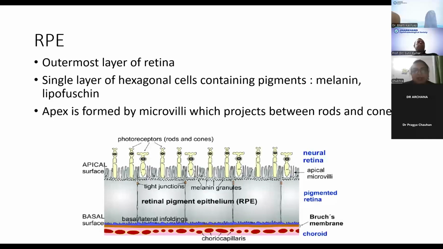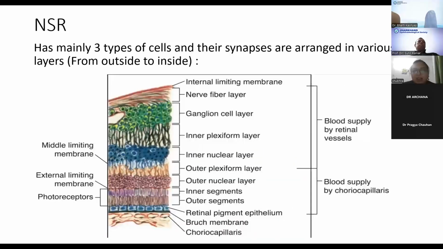autofluorescence. The neurosensory retina is the remaining 9 layers of the retina. This neurosensory retina is again divided into the inner retinal layers, the 6 inner retinal layers, and the outer 4 retinal layers. And namely, these are supplied by the retinal vessels and the choriocapillaries.